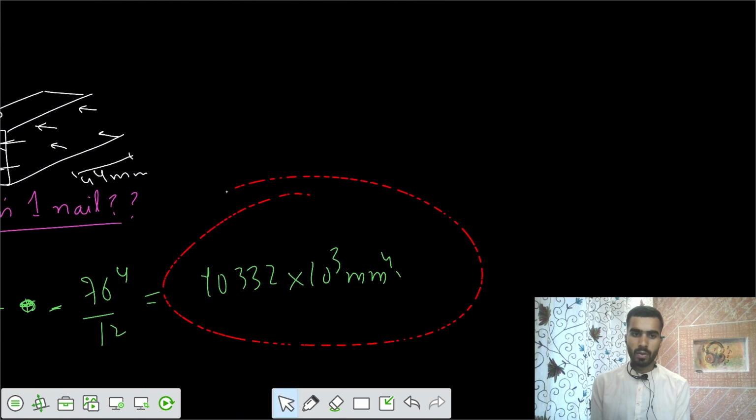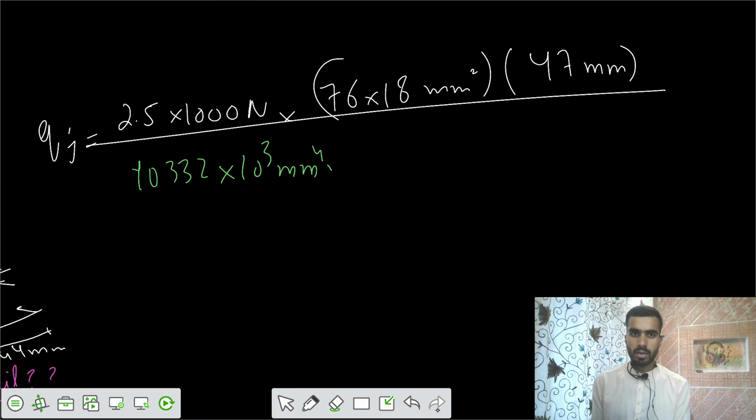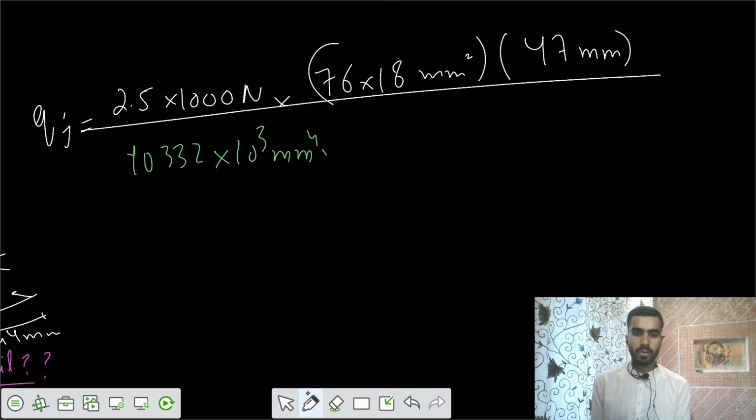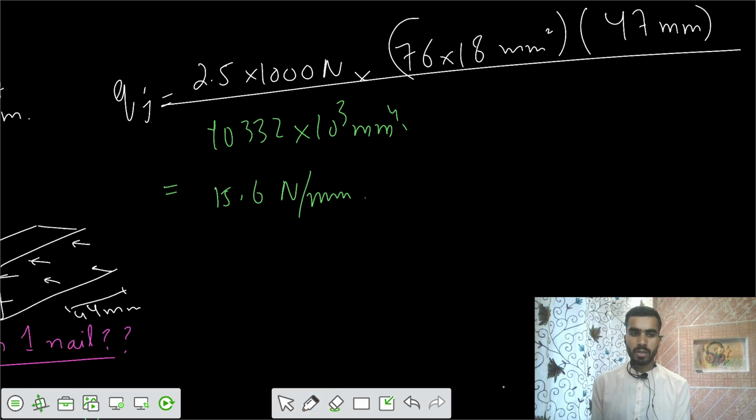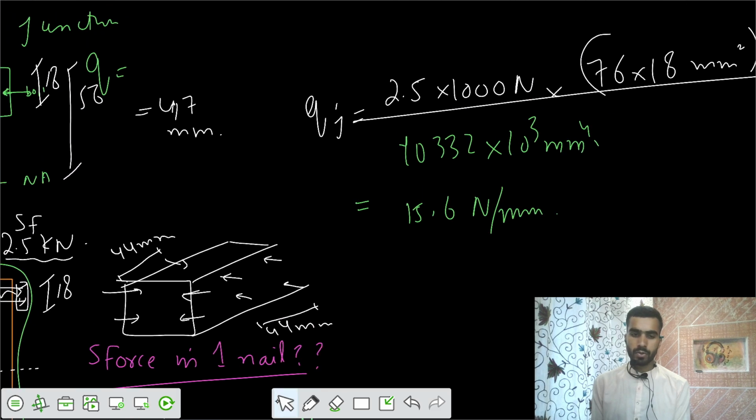Let's take this value and use that on the top. So we got the value of shear flow, which equals 15.6 Newton per millimeter. And the question says to get the shear force in the nail.